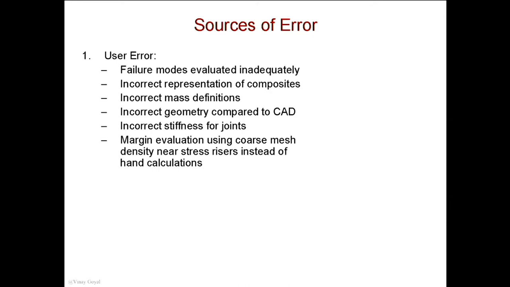I've also seen composites not represented correctly, so the ply angles may not be specified accurately, or the material properties could be incorrect or assumed instead of measured. And so sometimes the data is put into the model incorrectly. Also, make sure that your composite properties match up with the orientations of the plies. Mass definitions can be incorrect or in different units. The geometry may not compare well with CAD. It just looks different, and so that can be a problem.